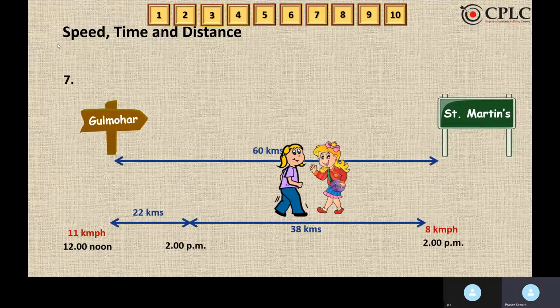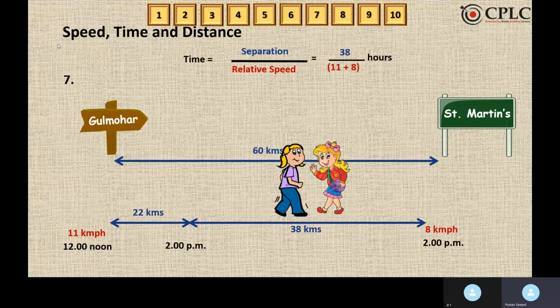We have their speed, so in what time will they meet? Apply the concept, time is equal to separation upon relative speed. They are moving in opposite direction, hence the speed would be added. So it would be 38 upon 19, that is 2 hours. So both of them will meet in 2 hours. 2 hours from 2 we'll count. So 2 hours from 2 is 4 p.m., hence they'll meet at 4 p.m.